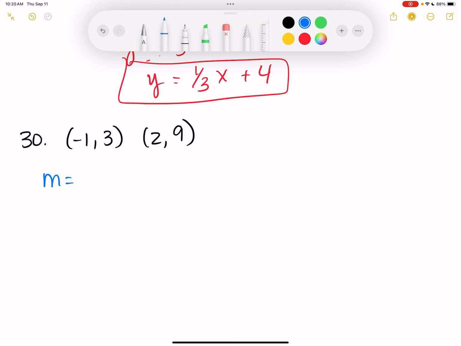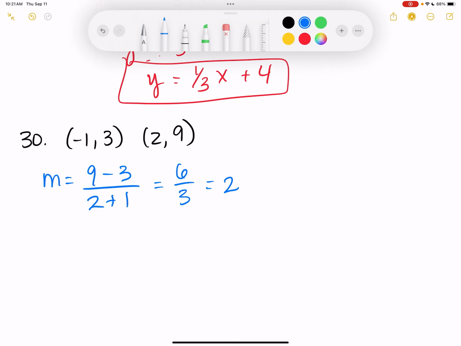Yep, so it'll be 9 minus 3 over 2 minus a negative 1, so that would be plus 1. So 6 over 3, which is 2. You can go straight to 2, I just am writing all the steps out. So my slope is 2.